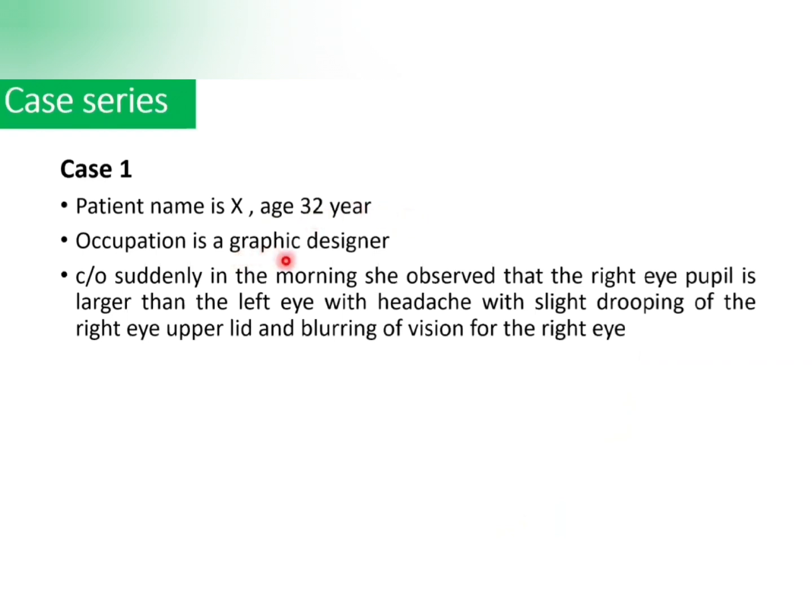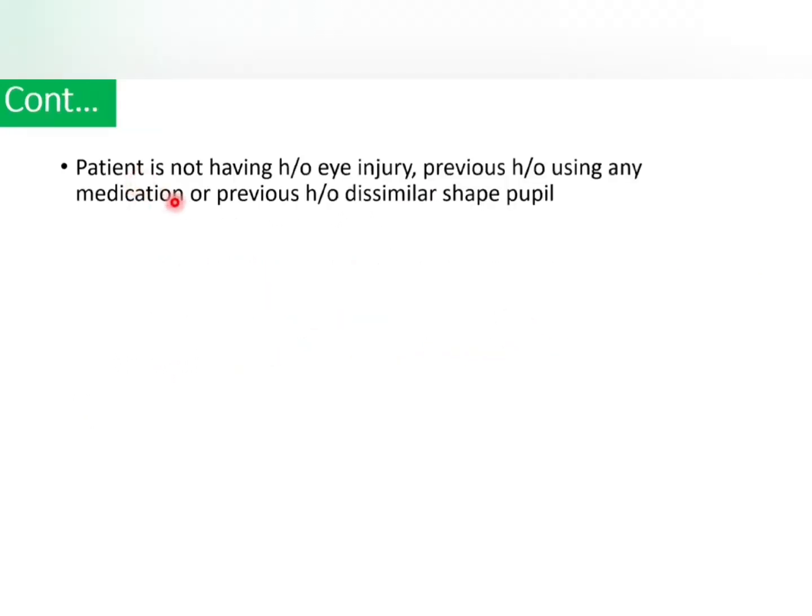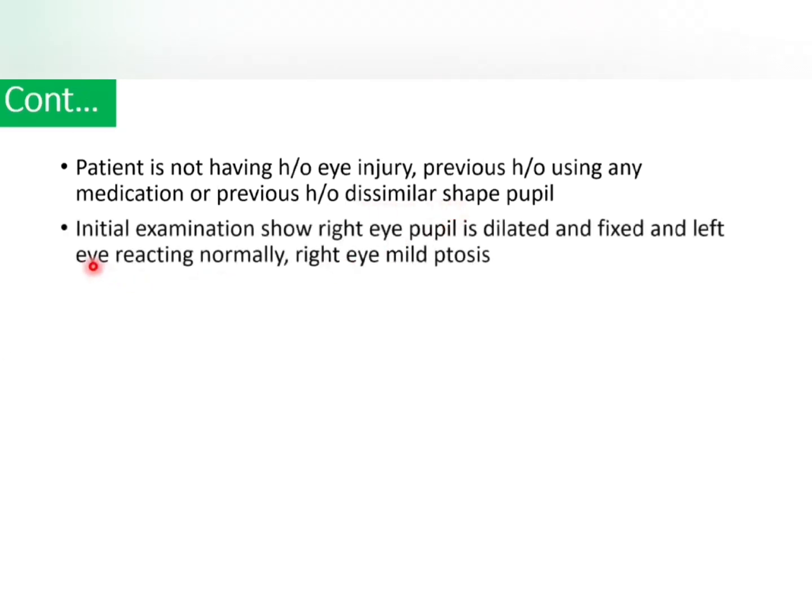In the first case, the patient name is X, age 32 years, occupation is graphic designer. She was complaining suddenly in the morning, she observed that the right eye pupil is larger than the left eye, with headache, with slight drooping of the right upper lid and blurring of vision in the right eye. The patient did not have a history of eye injury, previous use of any medication, or previous history of dissimilar pupillary shape. In the initial examination, the right eye is dilated and fixed, and the left eye is reacting normally, and the right eye has mild ptosis. Vision, right eye 20/40, left eye 20/20.